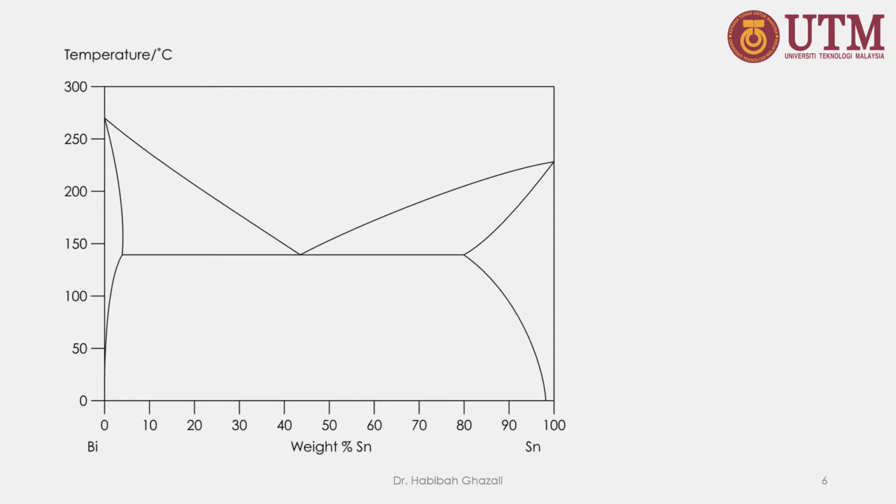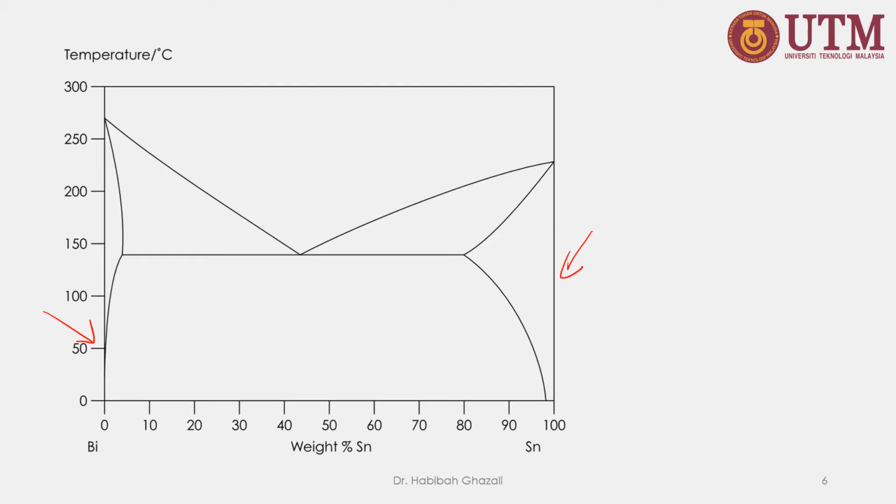So this is how the phase diagram of bismuth and tin looks. You'll probably be wondering why it looks different from the one I showed you in the previous diagram. The reason is that I just flipped them around. In the previous diagram, we started with tin on this axis and ended with bismuth on this axis.